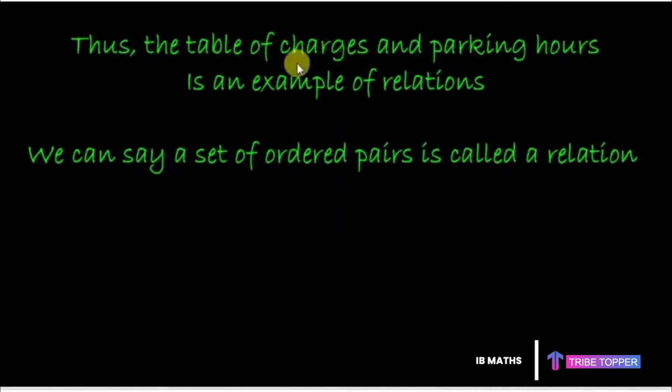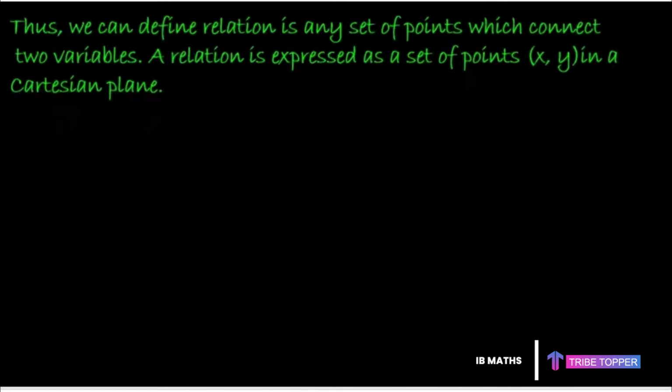So we can say that the table of charges and the parking hours is an example of relations. If you just want to describe it in simple terms, we'll say a set of ordered pairs is called a relation. We'll see further details. In the simplest terms, I would prefer to define a relation as any set of points which connect two variables, just like an equation such as x = 2y − 1. So that is a relation which is expressed as a set of points (x, y) in a Cartesian plane. It means you put some values of x and corresponding to that you get the values of y.